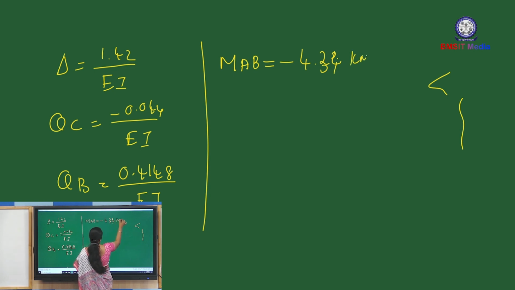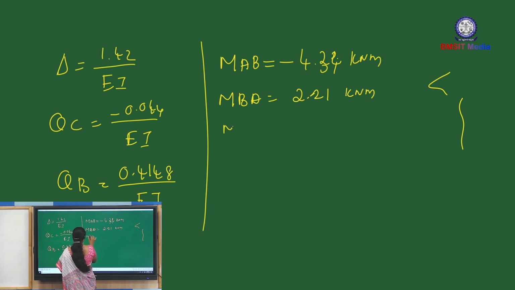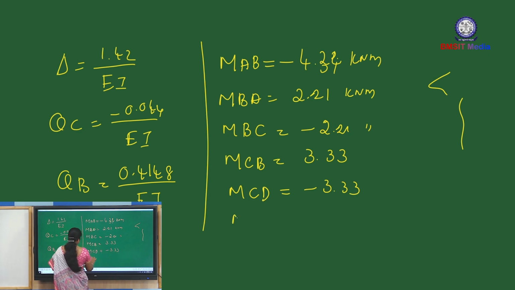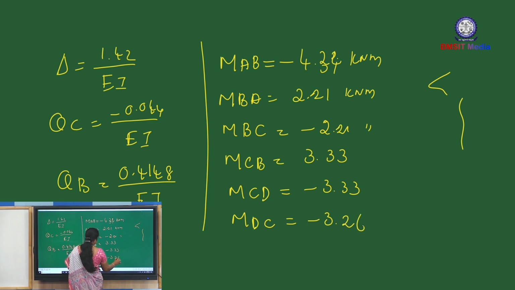4.34 kilonewton meter, MVA equal to 2.21 kilonewton meter, MVC equal to minus 2.21, same unit, MCB equal to 3.33 kilonewton meter, MCD equal to minus 3.33 kilonewton meter, MDC equal to minus 3.26 kilonewton meter.